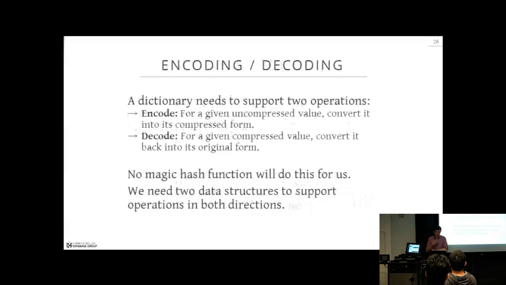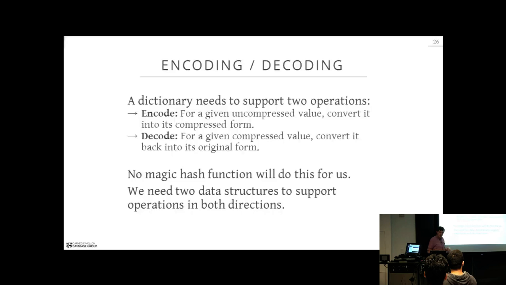All right, so our dictionary needs to support encode and decode. It's pretty straightforward. Encode takes the original value and produces the compressed value. Decode does the reverse. The key thing to understand is that we're going to have to use some kind of data structures to do these operations. There's not going to be a magic hash function available to us that can do this two-way encode and decode. You could think of using an encryption function to do this kind of coding, but that would be computationally expensive, and the encrypted version of the value is likely to be larger than the original value. So we need a succinct way of actually representing this.